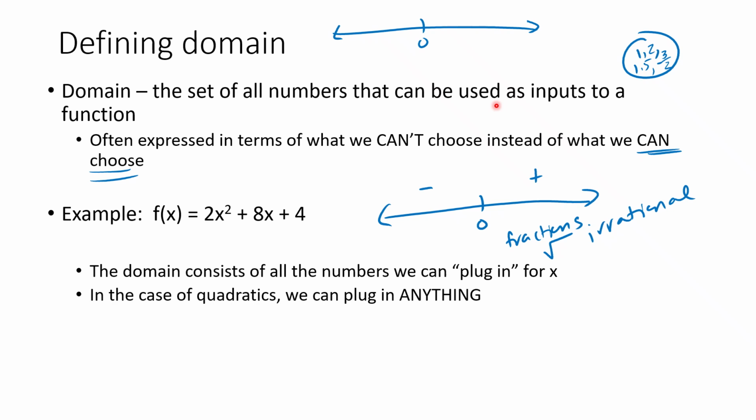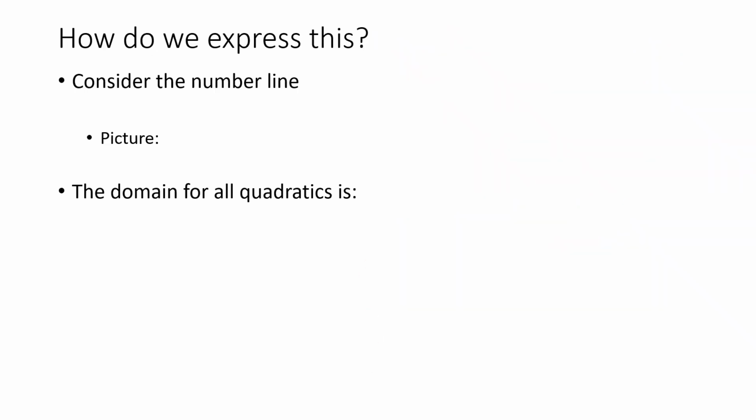So you're not going to end up with something that's impossible. If you're wondering what would be impossible, it could be something like dividing by 0. Because there's no division here, we don't need to worry about that happening. In a quadratic, you can plug in anything. So how do we express that when it comes to quadratics? How do we express that I can plug in anything?